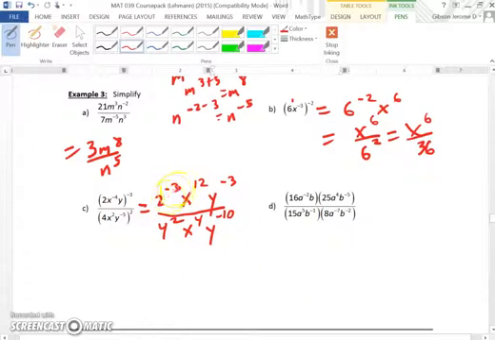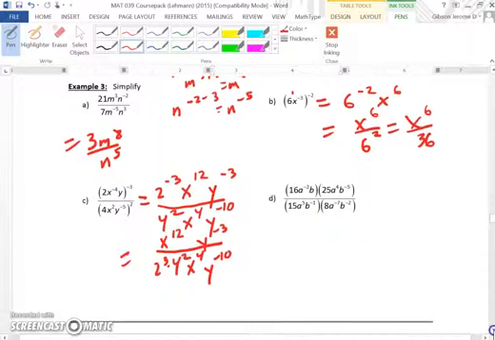Now, because this is 2 to the negative 3, we know this would go down in our denominator, right? So 2 to the negative 3 in our denominator would be 2 to the 3rd power. And we know 4 squared would stay in our denominator too. X to the 12 will remain in our numerator. So we have x to the 4th, and then y to the negative 3 over y to the negative 10.